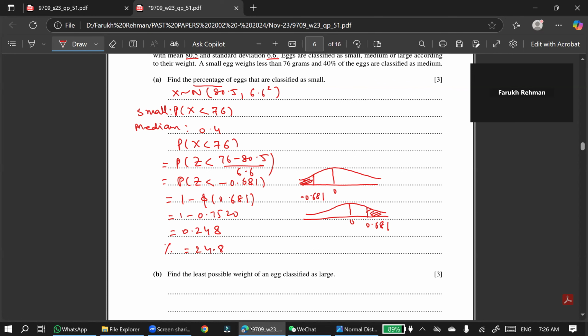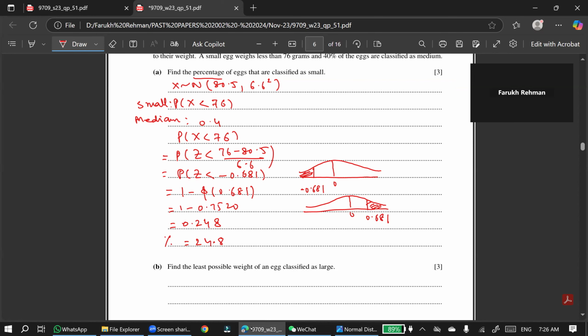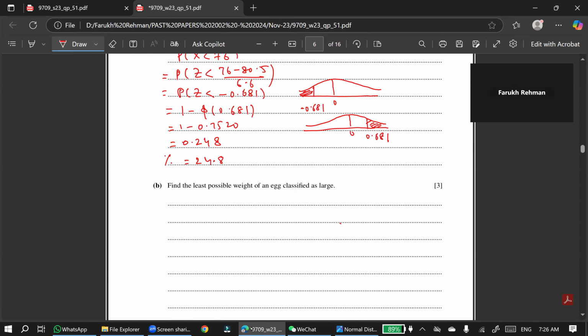Find the least possible weight of the eggs that are classified as large. Now, this one is the distribution of the eggs. This one is small. This one is medium. The probability of small is 0.248. The probability of medium is 0.4, given in the question. And what's the probability for the large?